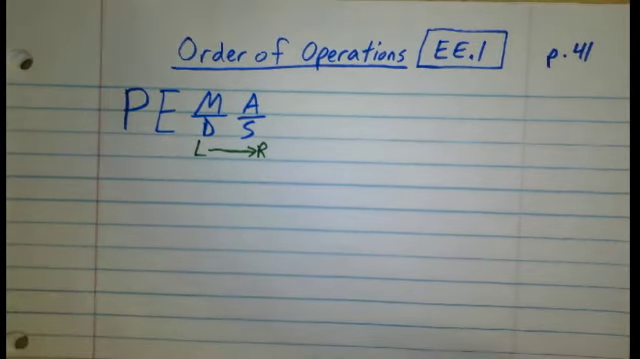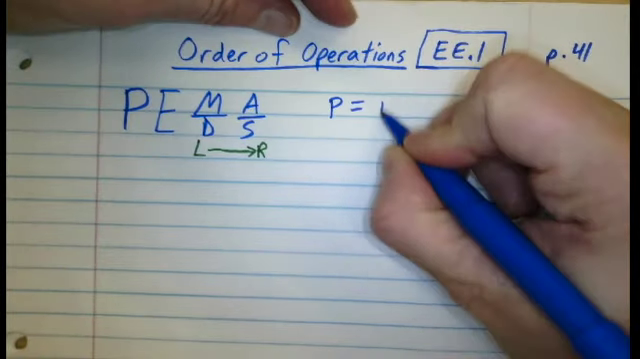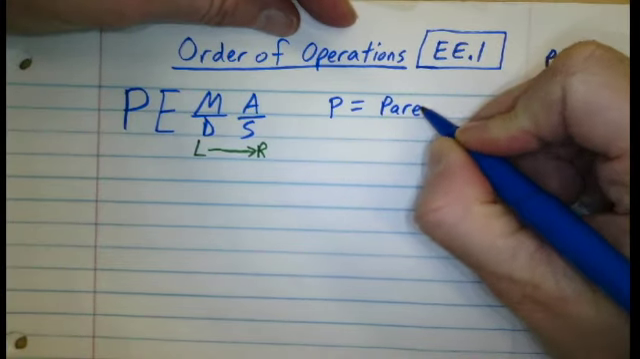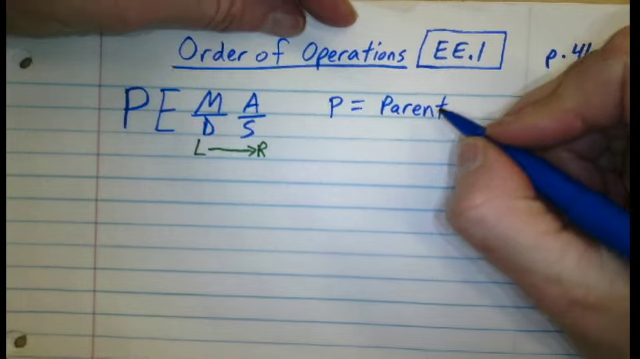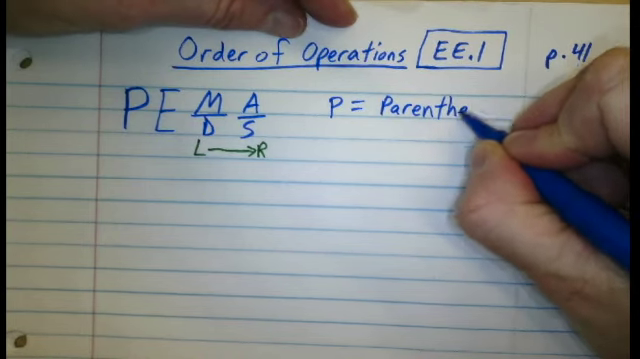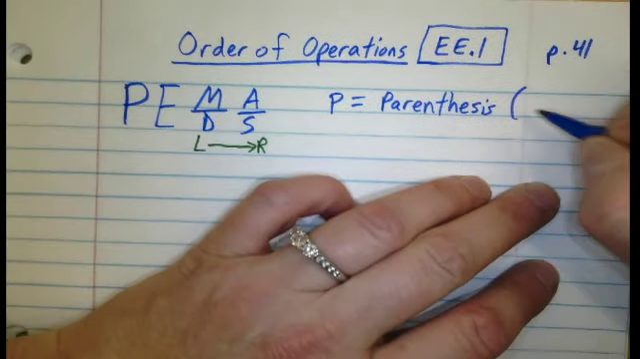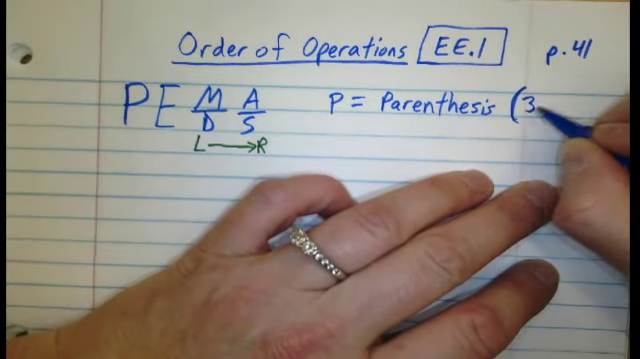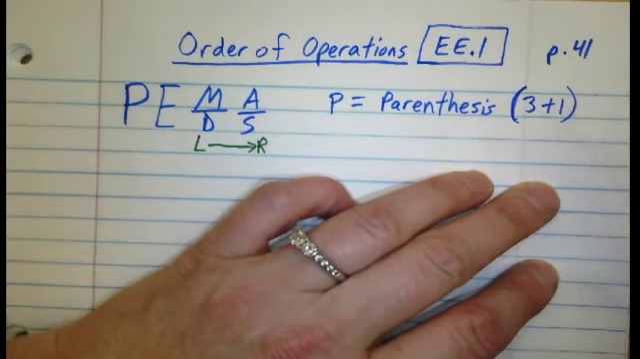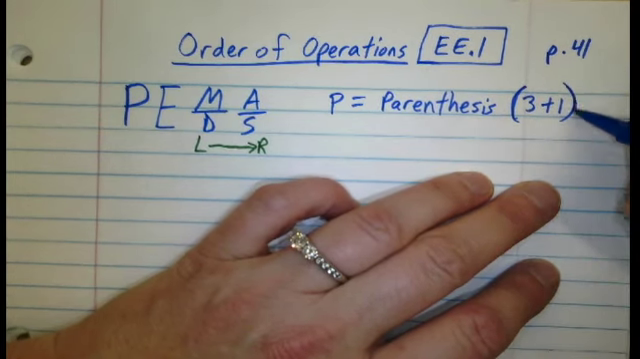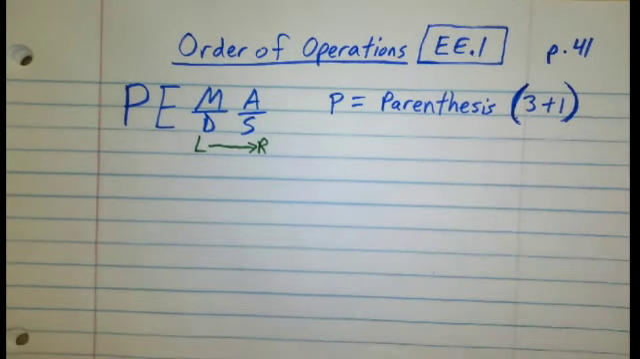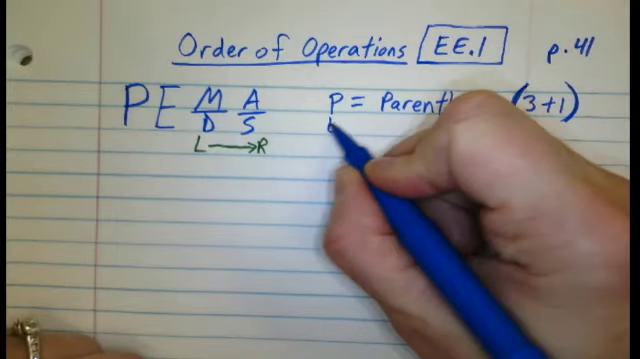So I like to write this out. The P stands for parentheses, which has the word parent in it. Those are normally the ones that you see like this, 3 plus 1. These are inside of parentheses. I like to make the parentheses look big so they don't look like the letter C.